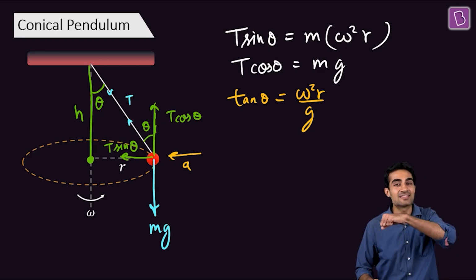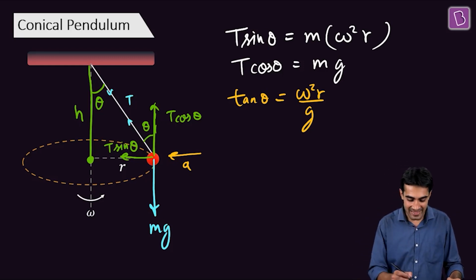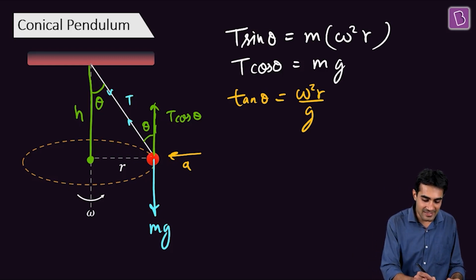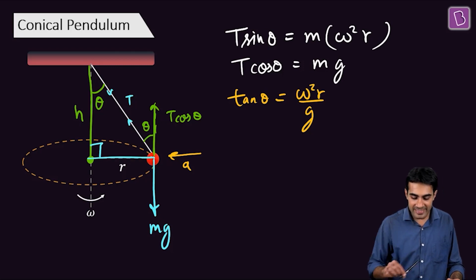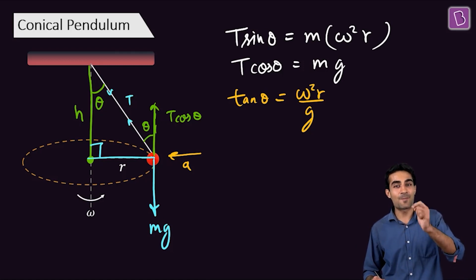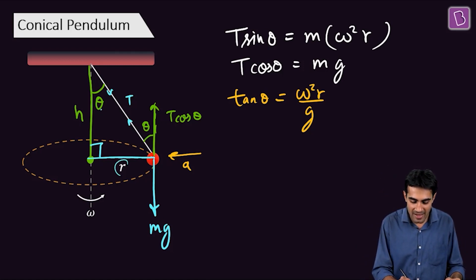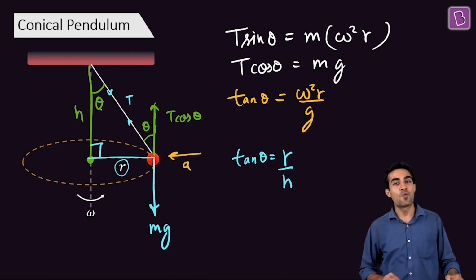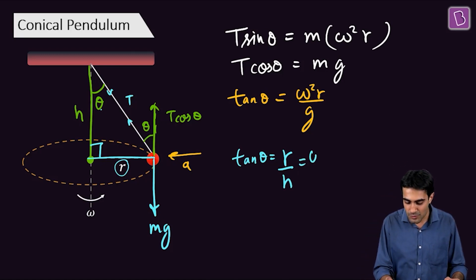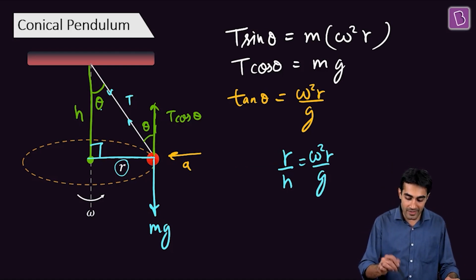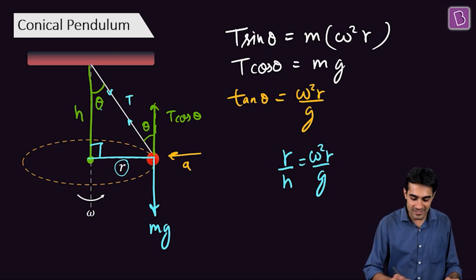And what is the value of tan theta? Can you see this right angle triangle? Yes, we can see the right angle triangle. What is the value of tan theta? It is perpendicular upon base. The side opposite to theta is r. This is the perpendicular. So tan theta is basically r by h. Well, r by h must be equal to omega square r by g. R gets cancelled out.